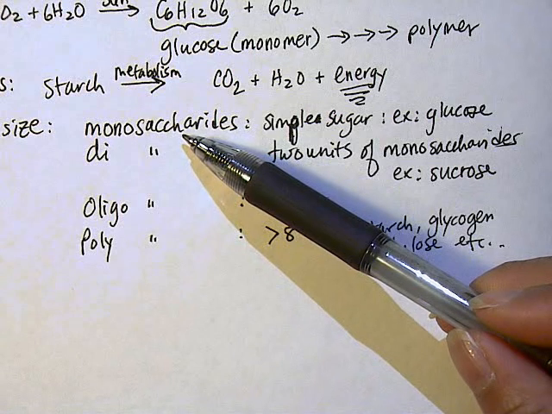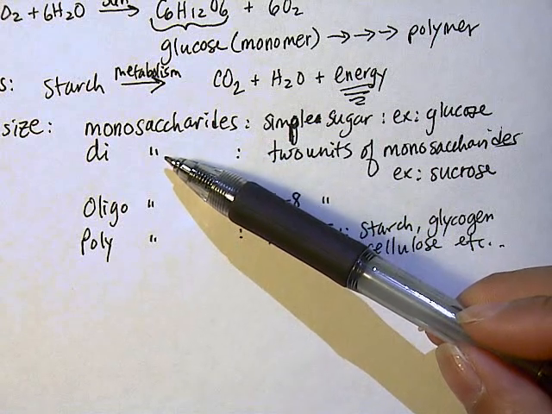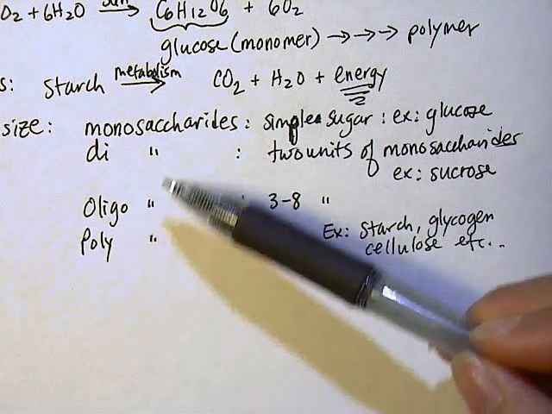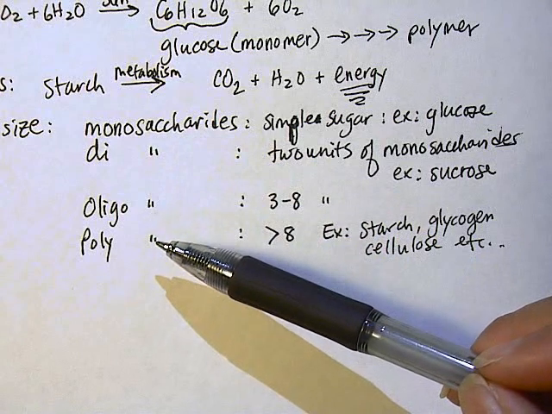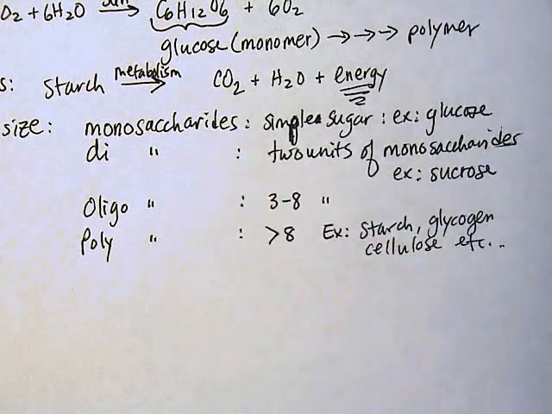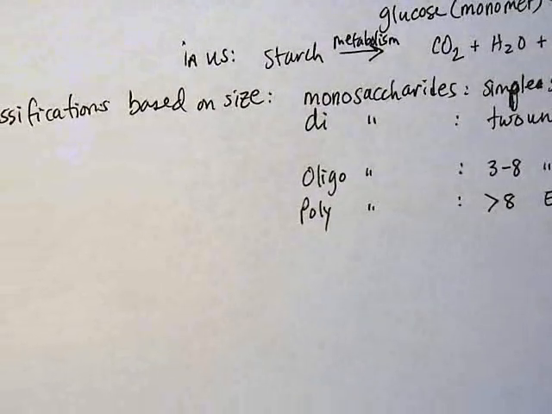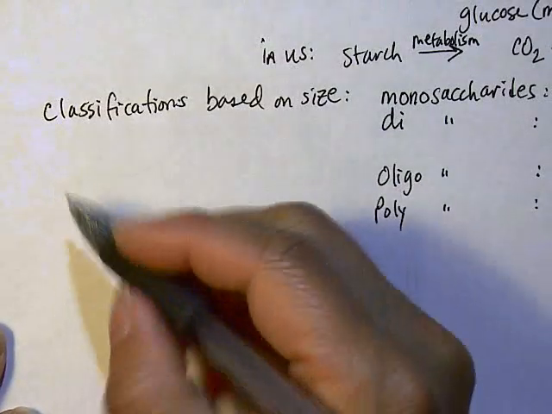Okay, so we're going to progressively start talking about monosaccharides, and then once we've mastered that, we're going to look at disaccharides, and then oligo-, and then polysaccharides. So we're going to do it in sequence. So we'll focus our attention on monosaccharides right now.